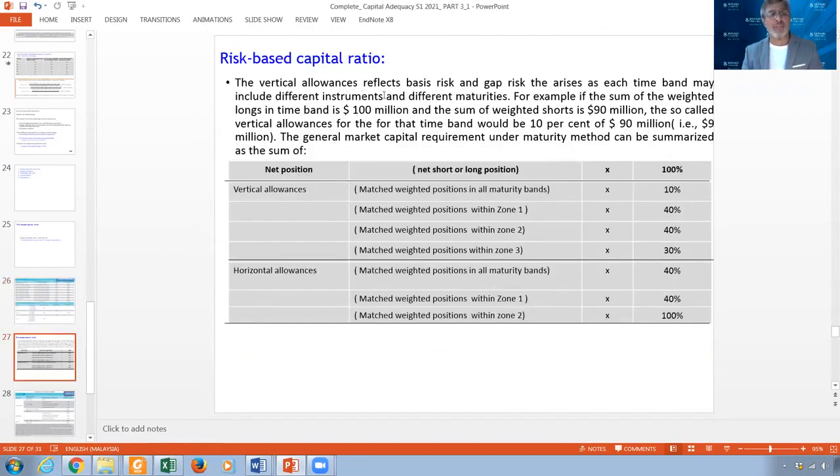So the vertical disallowance reflects basis risk and gap risk between the shorts and the longs, right? What do we mean by basis risk? The increase on the liability side may not be matched by an increase on the asset side. Maybe there are some differences, so the regulators want you to take that into consideration, and also the difference between the long and the short. So you keep calculating those. Assuming you have a long of 100 in any time band, and the risk-weighted short is 90, the vertical disallowance for that time band would be 10% of the 90, which is actually your shorts.